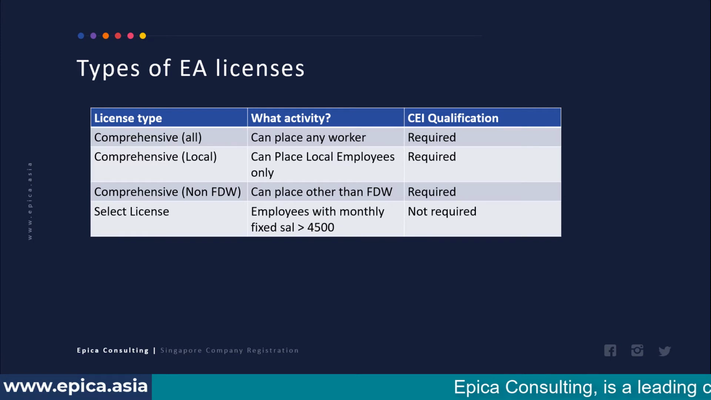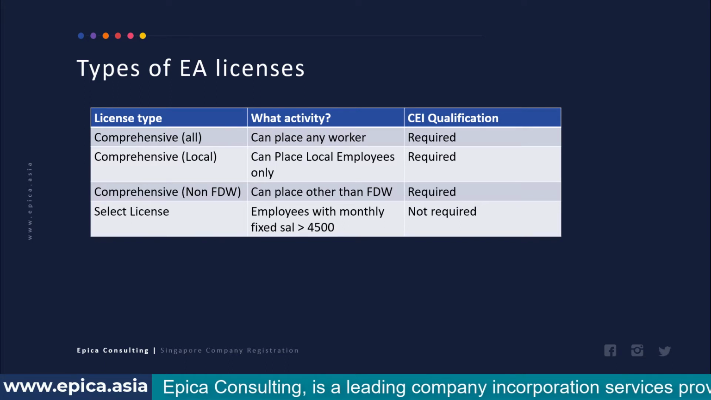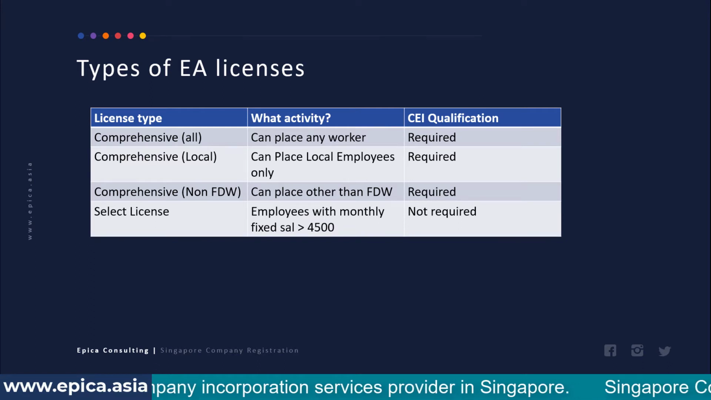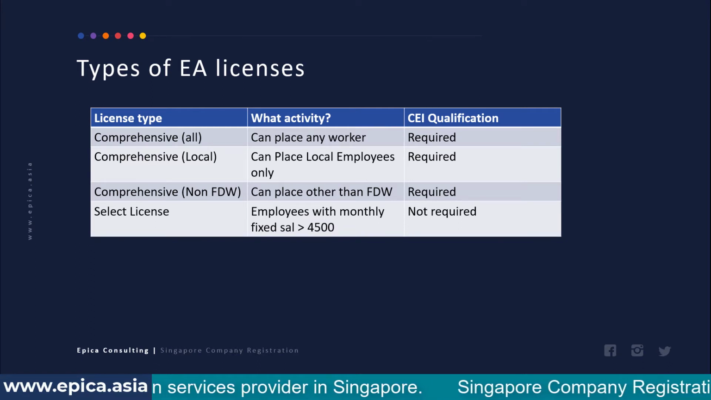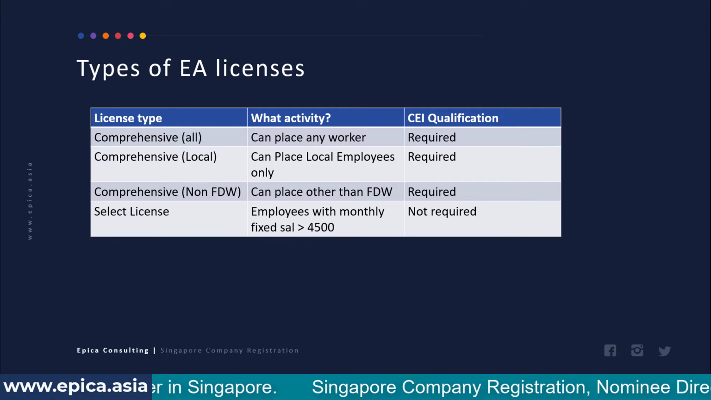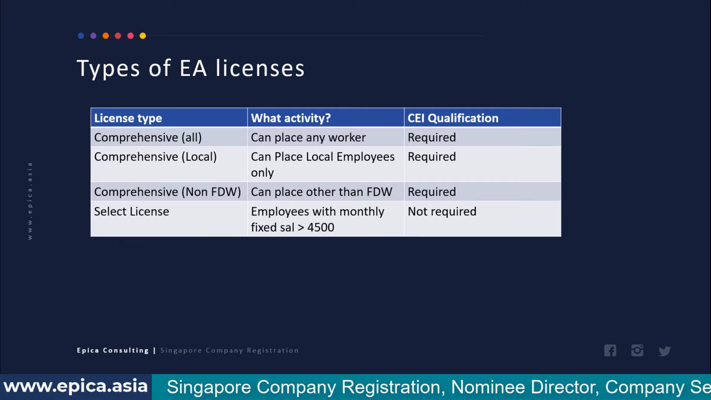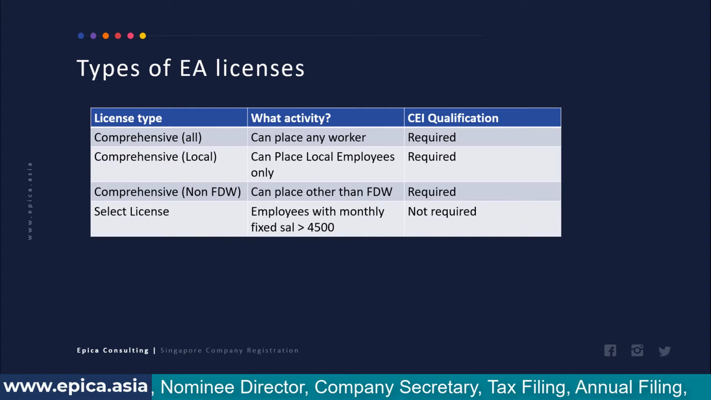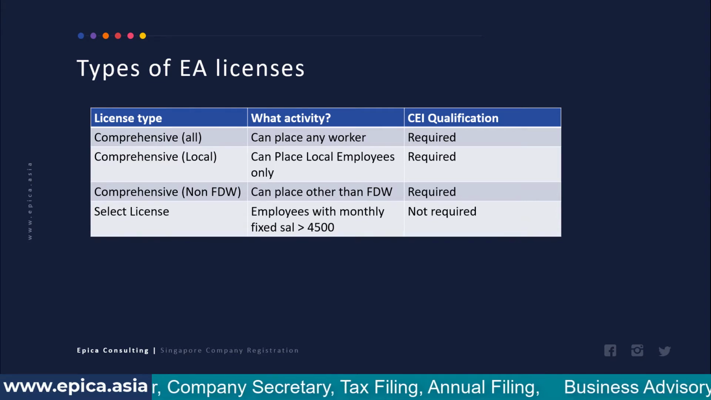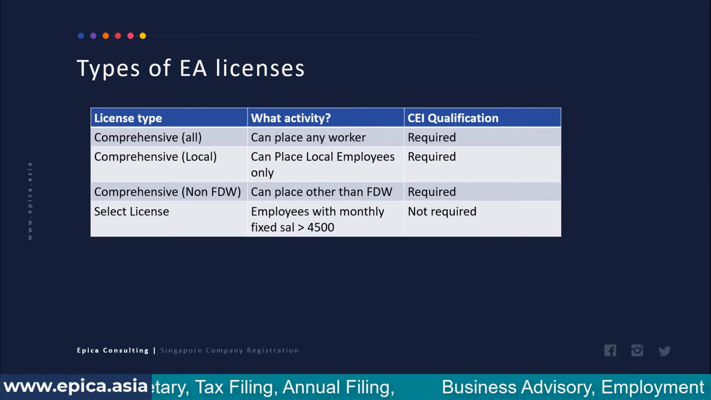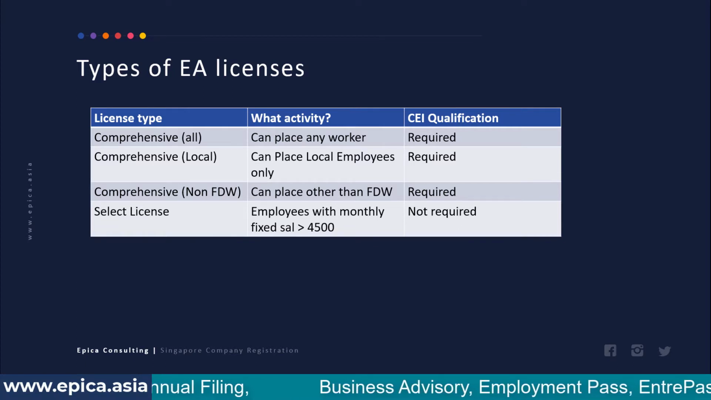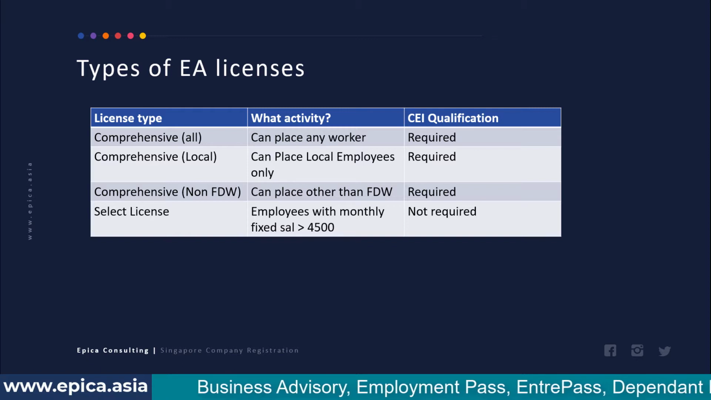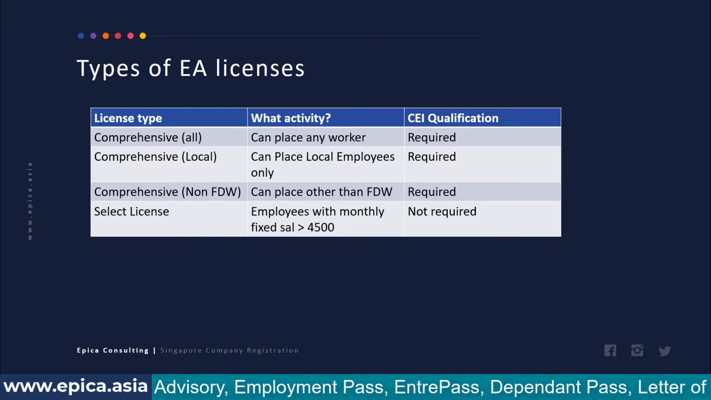The last license in this list is select license, which is normally for office going employees of higher level, where you can place only employees with a monthly fixed salary of 4500 Singapore dollars or more. And for this license, you do not need a CEI qualification. One more point that I want to highlight here: sometimes organizations tend to deviate to select license because it is slightly simpler and has less cumbersome requirements. But keep in mind that a big part of Singapore society is below the 4500 salary level, and you will be missing out on a big market if you go for select license instead of comprehensive all.